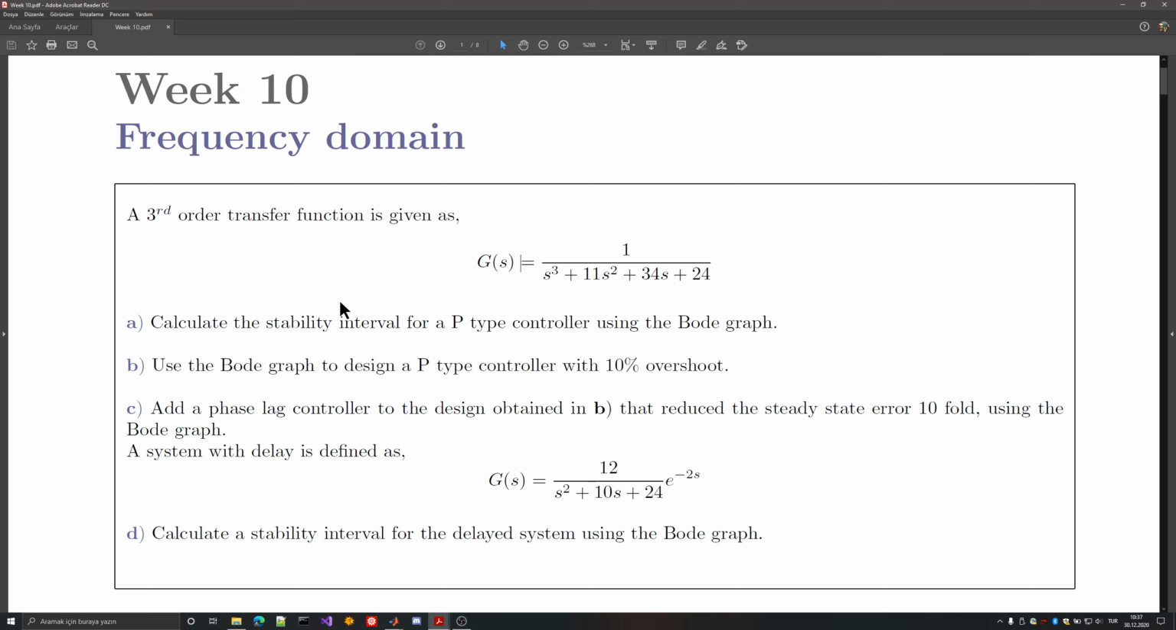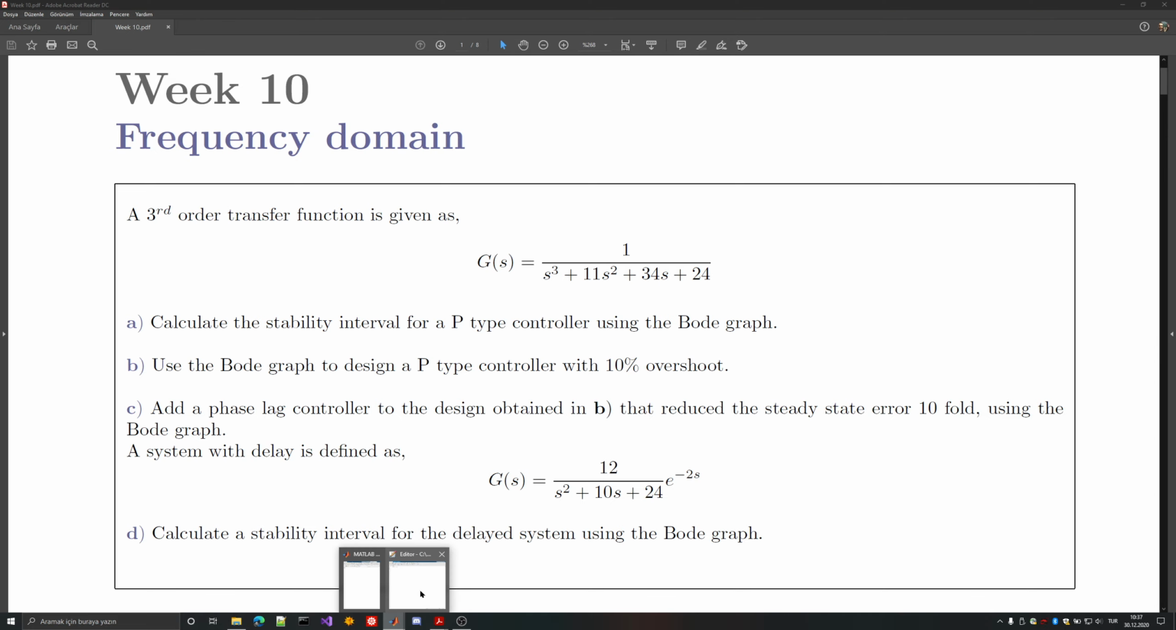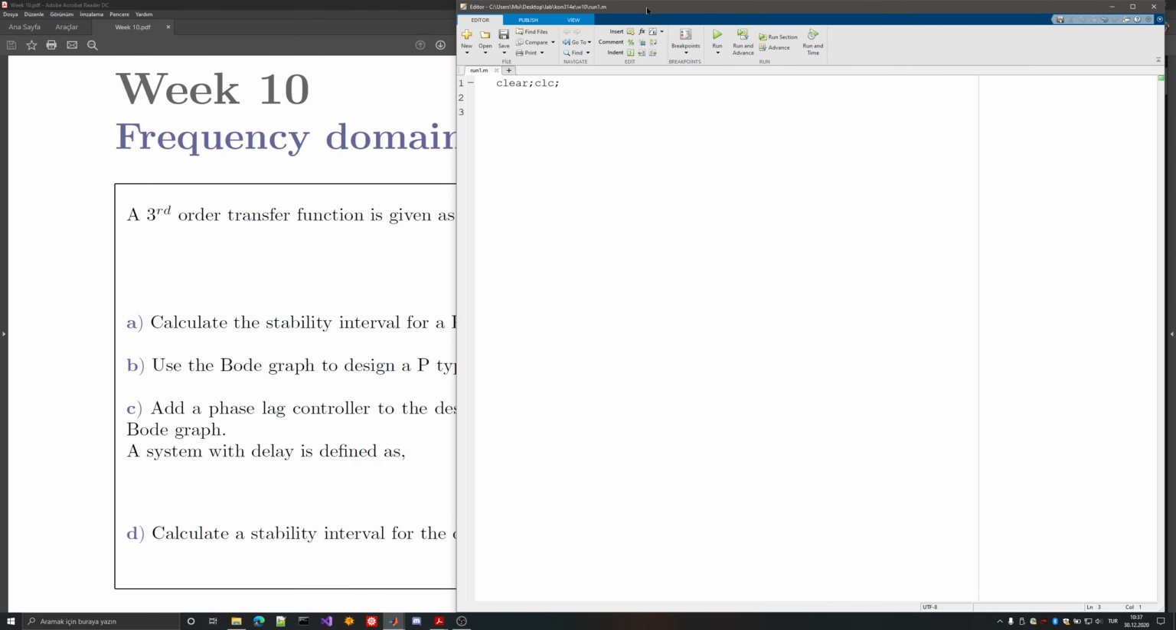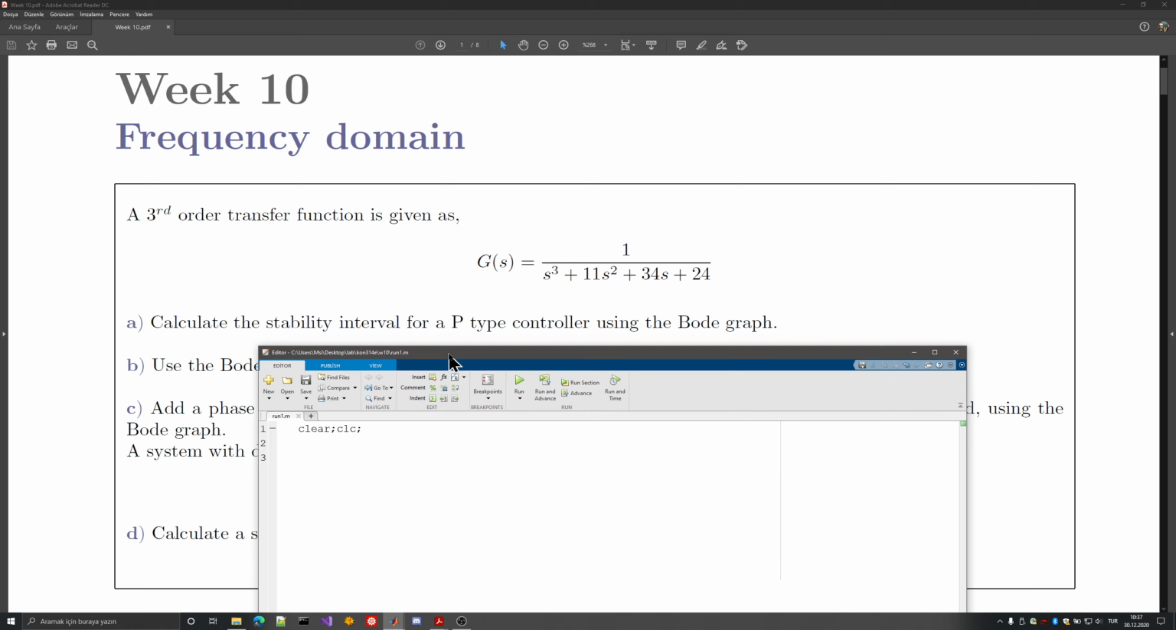Let's jump right into it. Now, we are asked to calculate the stability interval. First of all, enough talking basically, let's see the Bode plot, or before we see the Bode plot, let's try to calculate our own Bode plot. As a reminder, we don't have to do this for every frequency domain question or task, but it would be a good practice to start with that.